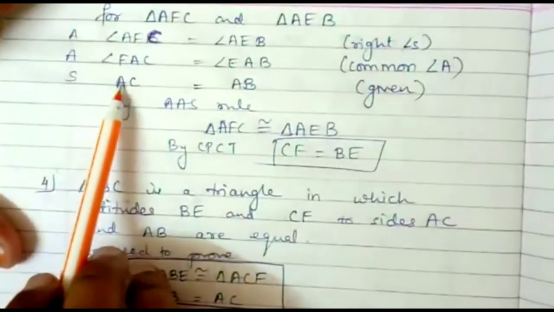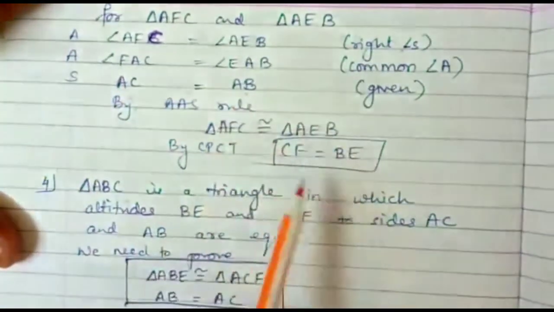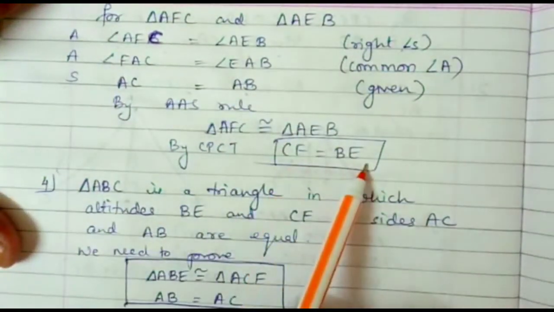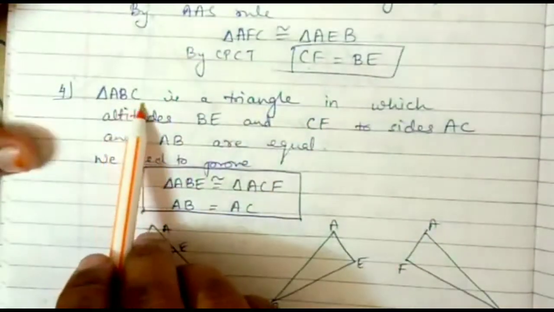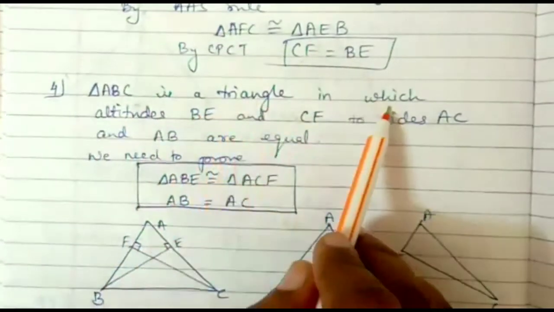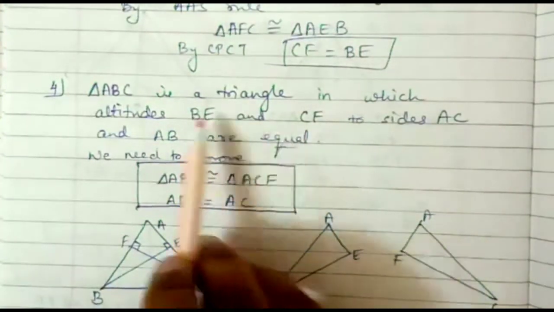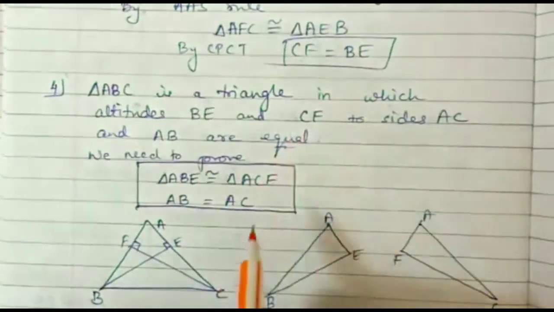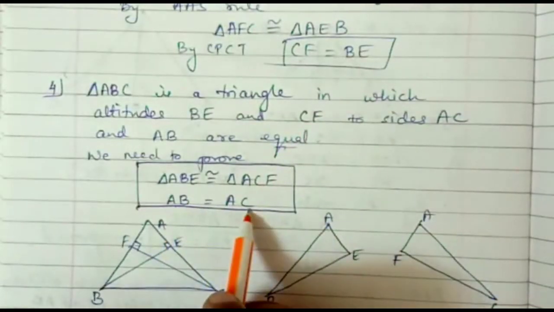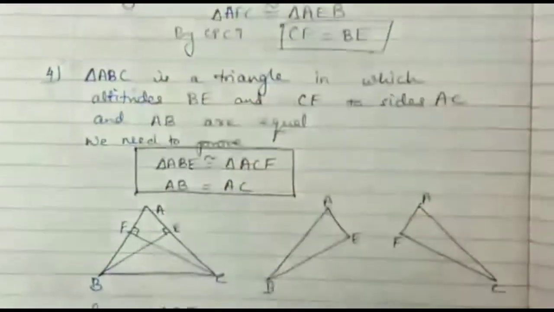You can see our next question is just the opposite of what we have done here. Initially here we were given AC and AB were equal, and we have proved CF and BE are equal. Here it is just the opposite. It is given triangle ABC is a triangle in which altitudes BE and CF are equal. We need to prove that AB and AC are equal. So just the converse of the previous result.